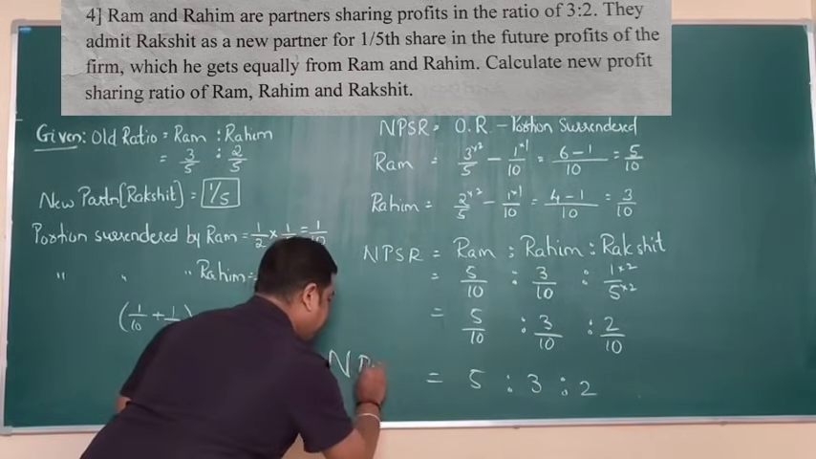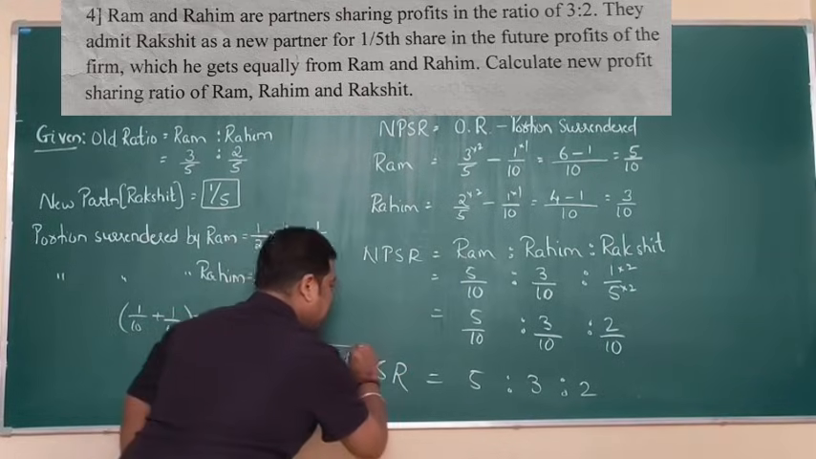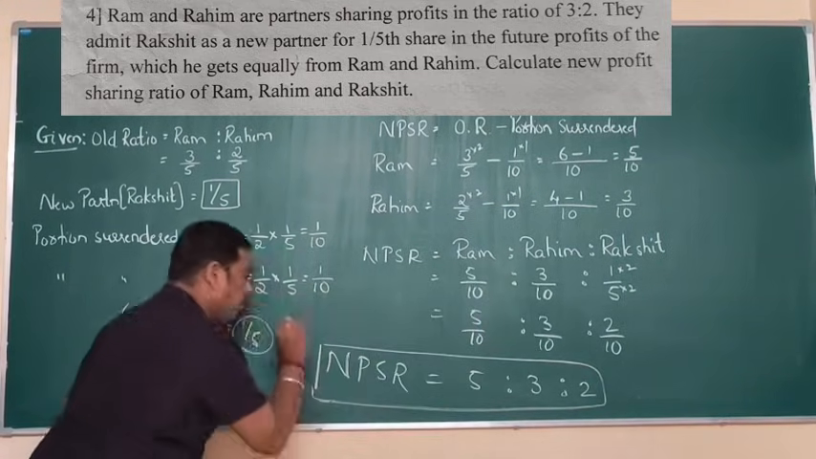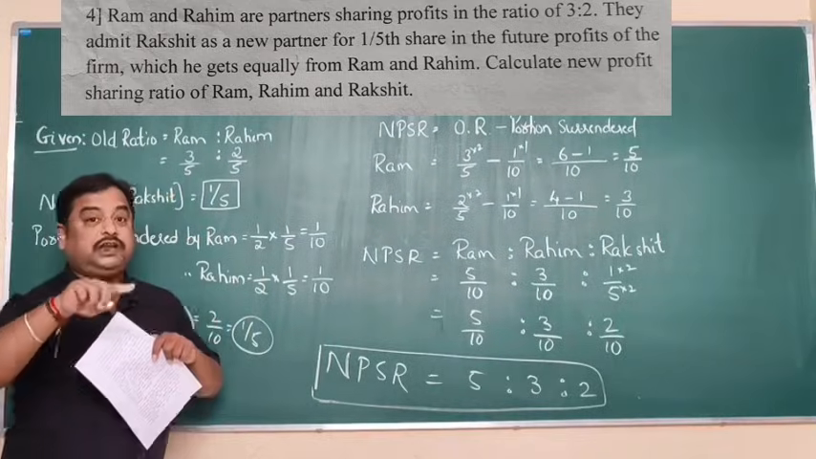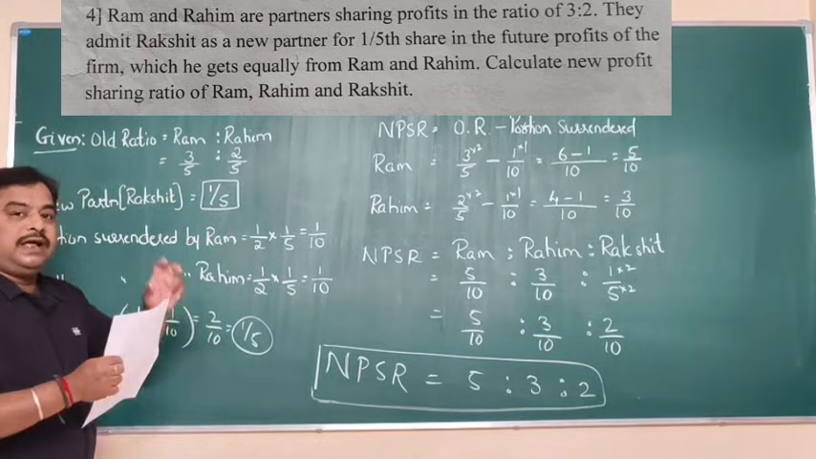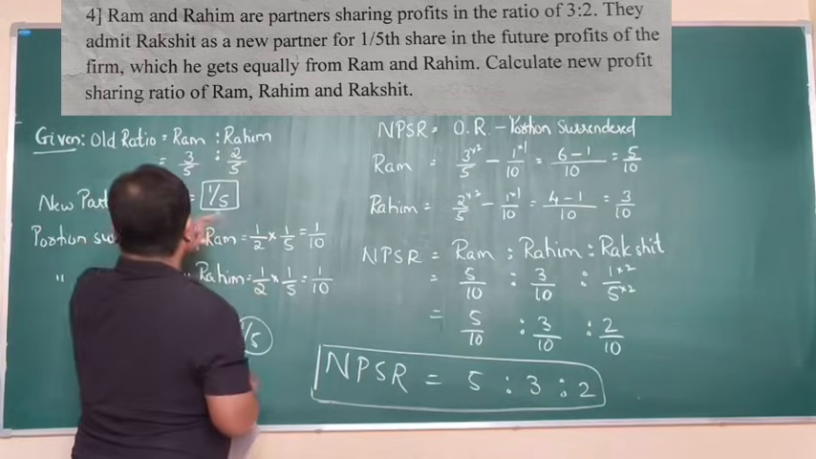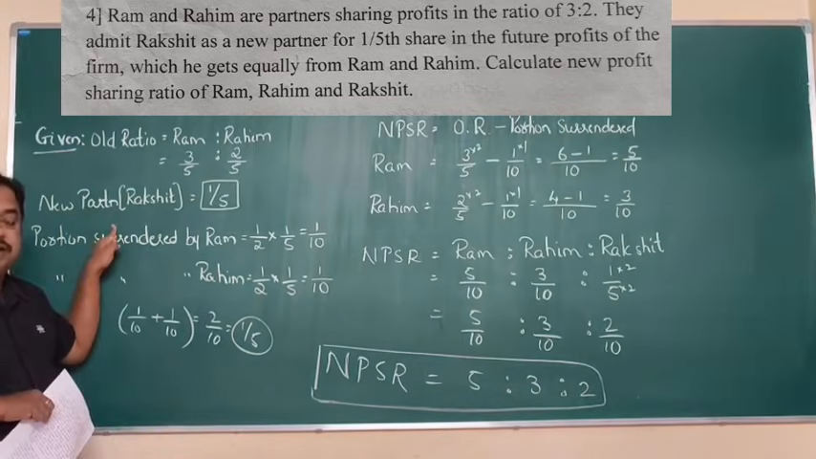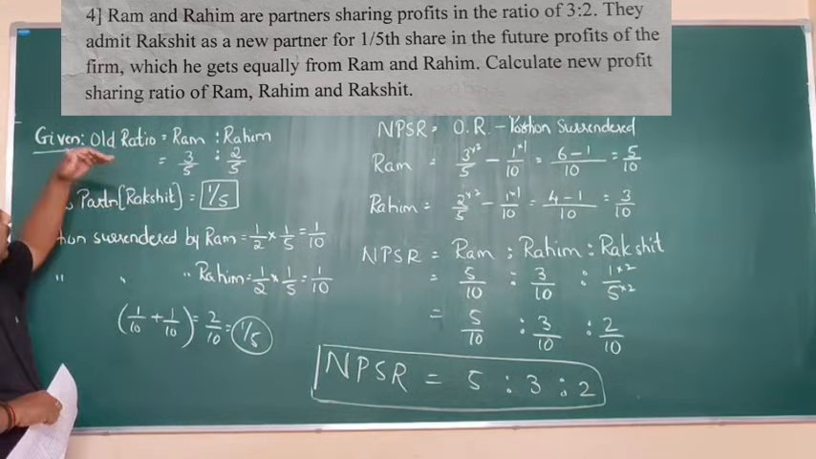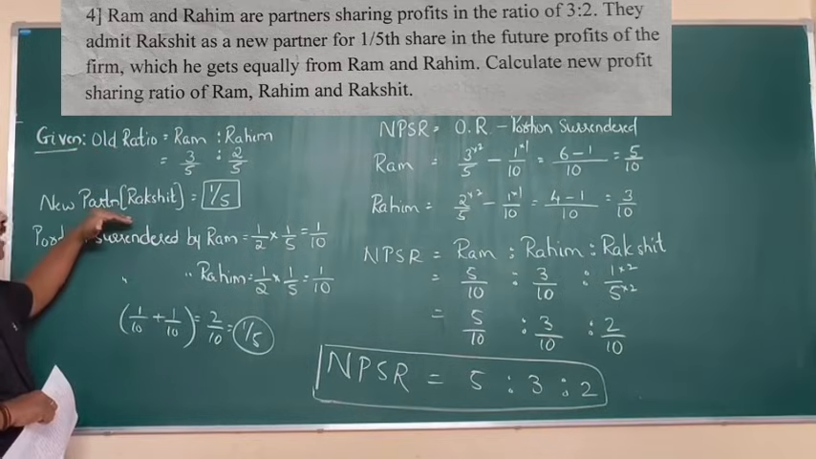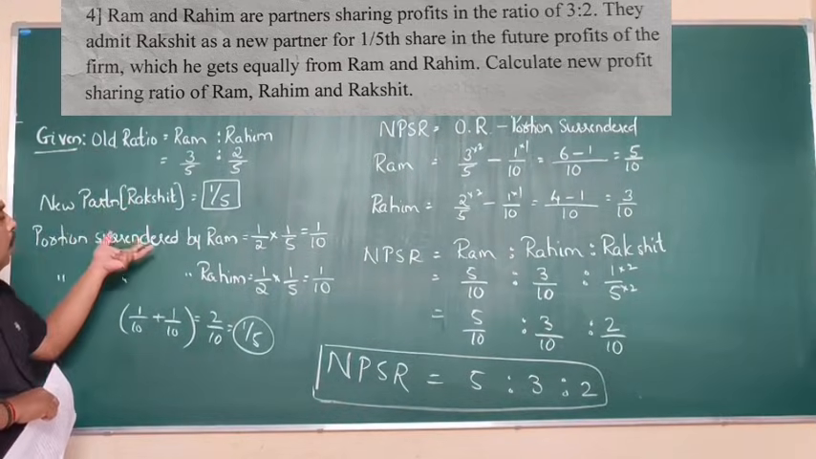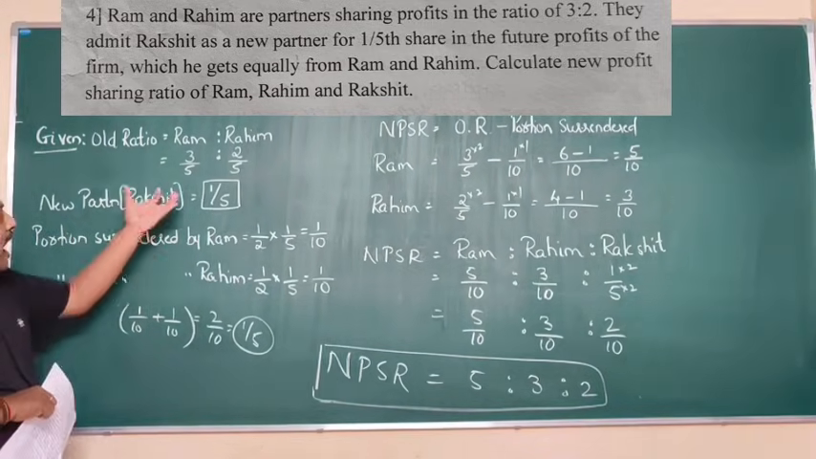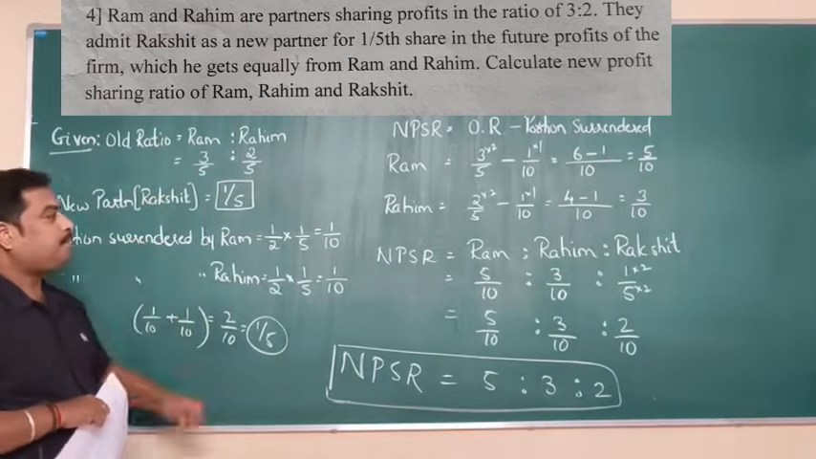This is the NPSR. So compared to the last two problems, what is the new thing you are finding here is, in the last two problems they just gave old ratio and the new partner share, but in this problem they are not only giving the old ratio and the new partner share, but also one additional piece of information was given, how he is obtaining this.